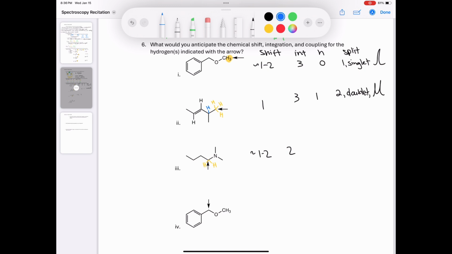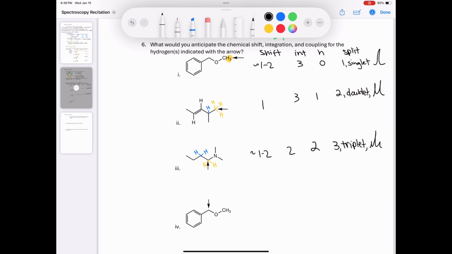To find N, we are going to look at the protons that are on neighboring atoms. So on the left, we have 2 protons that I've drawn in blue, and on the right, we have this nitrogen, so there's no neighbors off to the right. So N is going to be equal to 2 for those 2 neighbors. And then if N is equal to 2, the split is going to be 3, or in other words, a triplet.